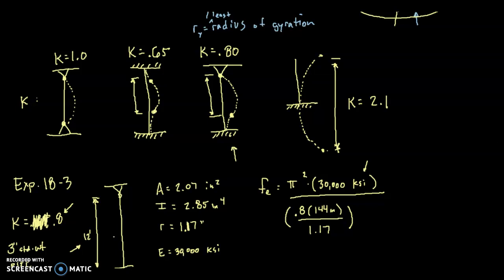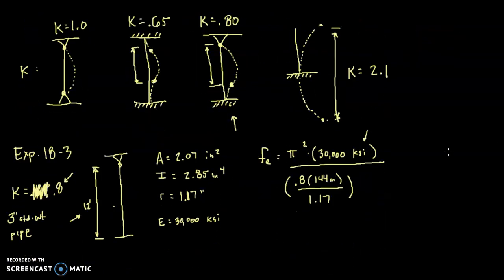Let's see, we've got KL over R squared. So we need to square this bottom term. So all we need to do is calculate this, and we should get that F sub E, the Euler stress, is equal to 30.5 KSI. So that's less than 34. So we're below the proportional limit, so the equation remains valid.